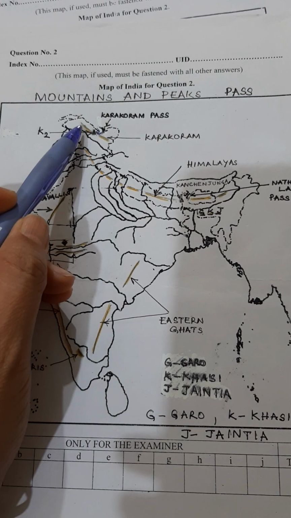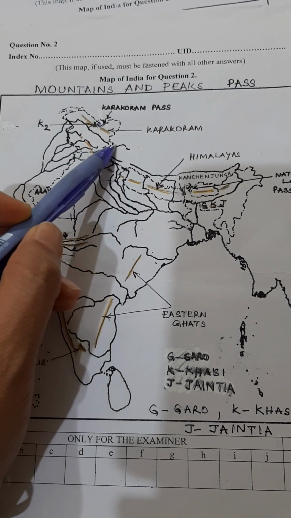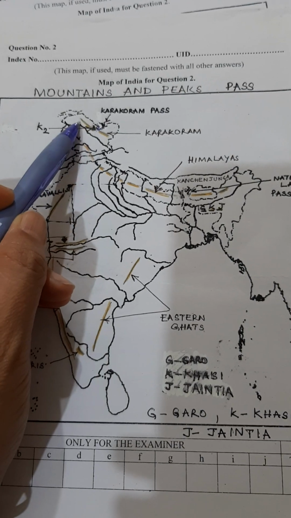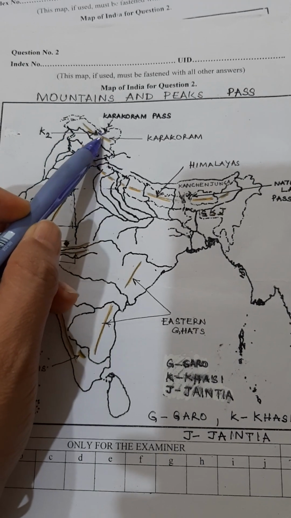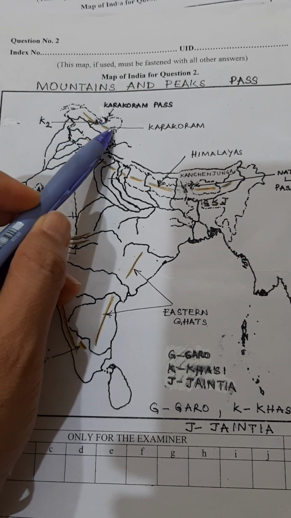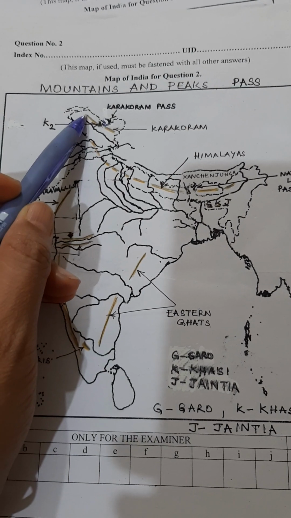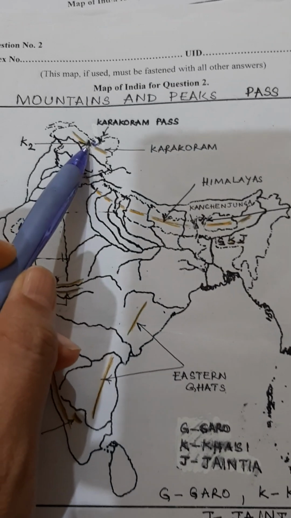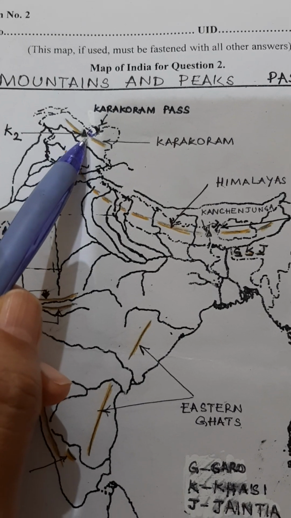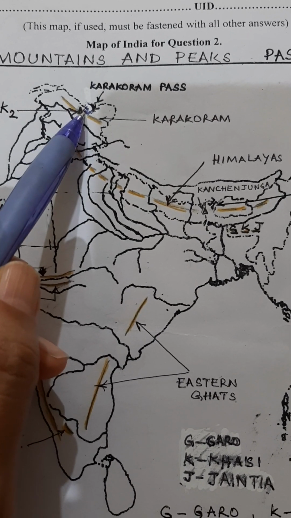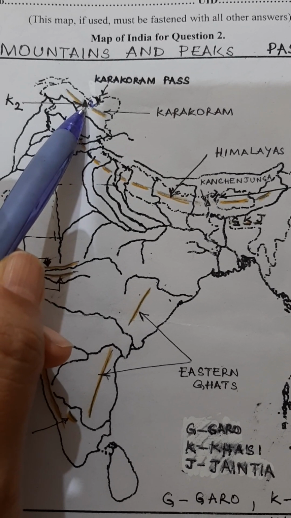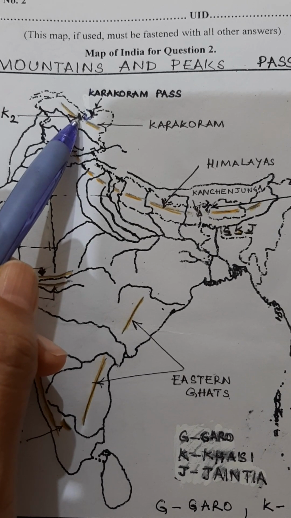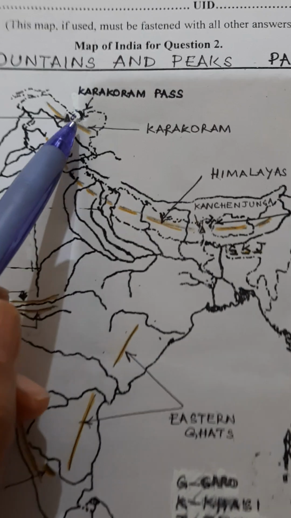So this is River Indus, and to the north of River Indus lies the Karakoram range. So this brown line here shows the Karakoram range running parallel to River Indus. Within the Karakoram range, you can notice this triangle here. This shows K2. It's also called Mount Godwin Austen. This is the highest peak in India and it lies in the Karakoram range.